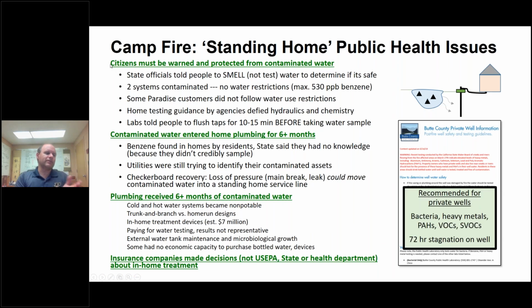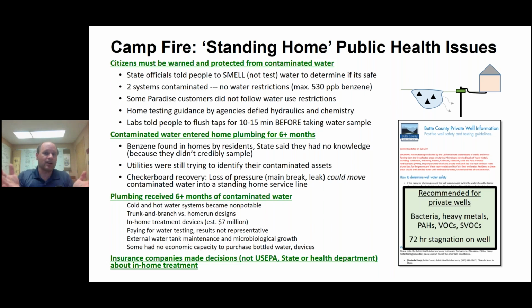Another issue that we learned after the Camp Fire, unfortunately, as I mentioned, is that people were told to smell the water, not test it, to determine it was safe. There are some issues when you have a community or multiple communities impacted and the governing or regulatory agency treats each utility the same and doesn't provide different advice to different utilities, because this causes confusion and can also jeopardize public health.